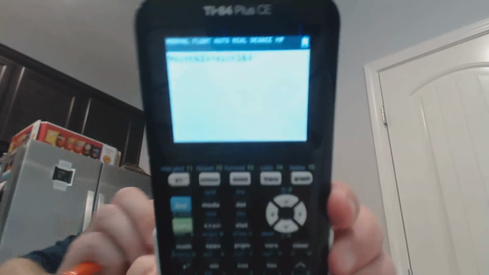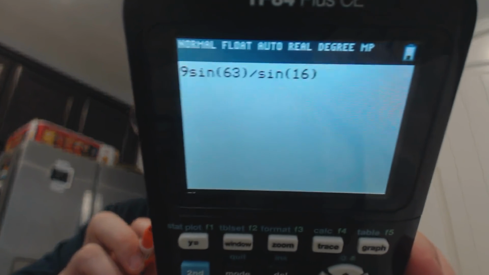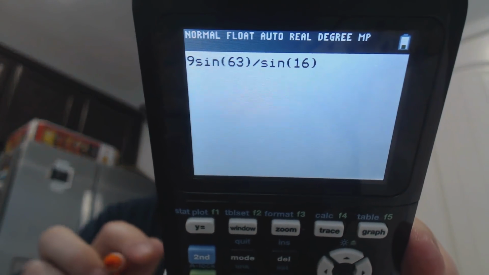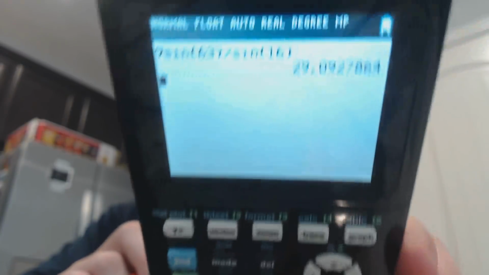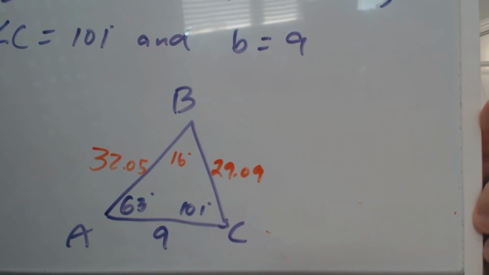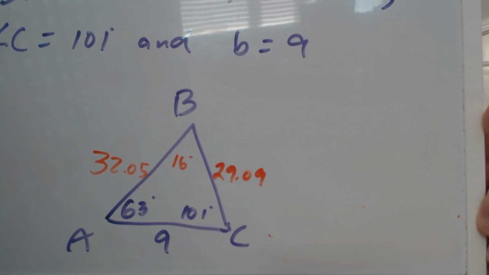Make sure you're in degree mode, right? I type it in just like this. And I bet you anything that comes up larger than 9, right? Okay, so let's hit enter. 29.09. There you have it. We just completed that triangle, okay?